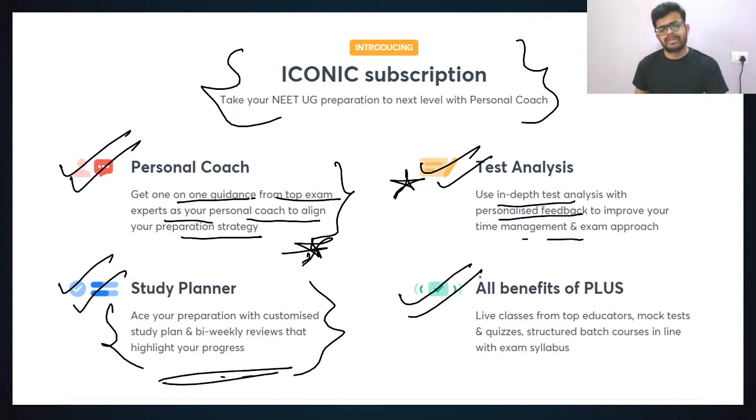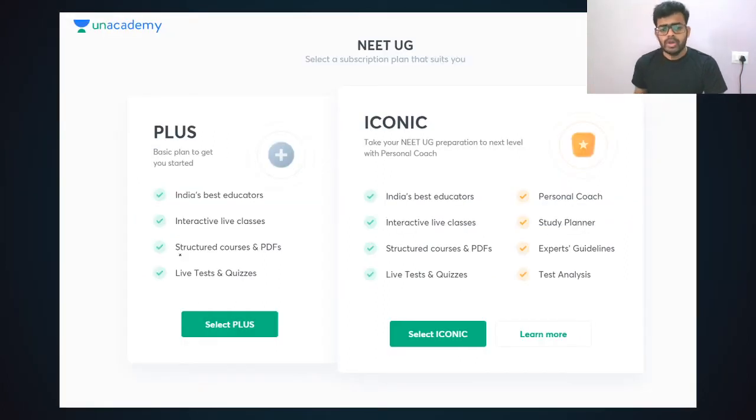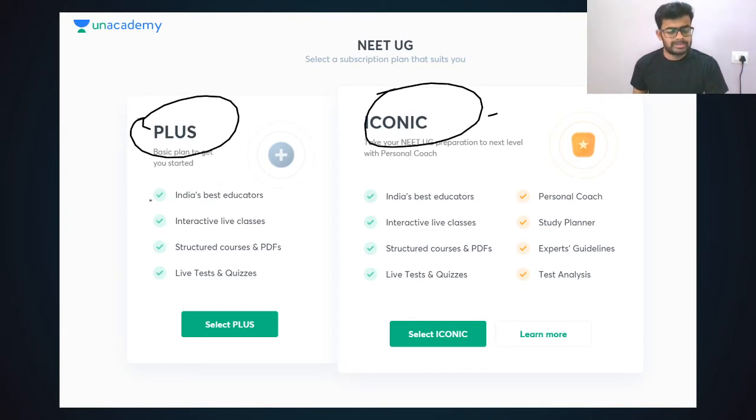After that, all the plus subscription benefits. So whatever benefits I introduced for the plus subscription, all of that you are getting here. So let us compare the plus and iconic subscriptions. Simply speaking, on the plus subscription, you are getting India's best educators. You will have interactive live classes. You will have structured courses and PDFs. And after that, the last thing, that is live tests and quizzes. The live tests and quizzes you are going to get in the plus, right? So these four benefits you are getting. Apart from that, the test series will also be there, right?